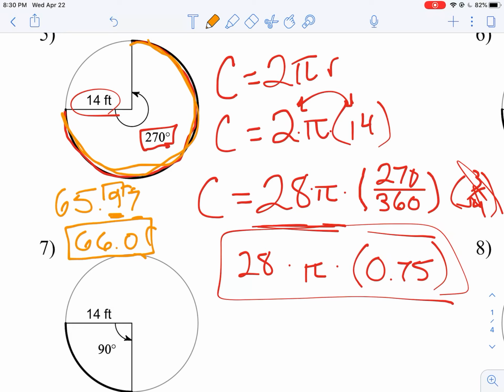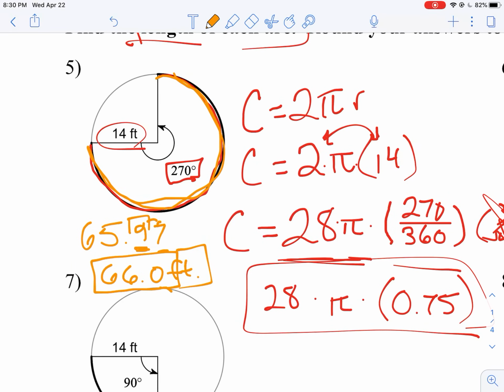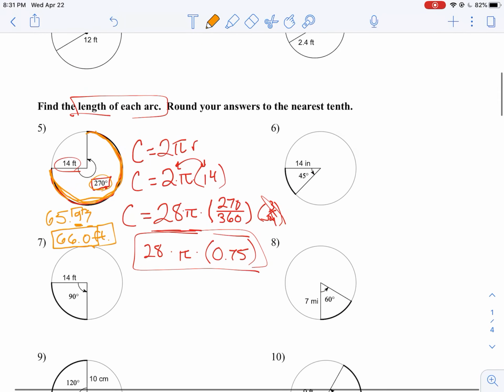66, let's include units here, feet. 66 feet is how much this orange arc would be. The measure of the whole circumference would have been, I don't know, what's 28 times pi? Like 88. The whole thing is 88, but just the orange portion, the 270 degrees, is 66. Cool. All right, let's try another one.